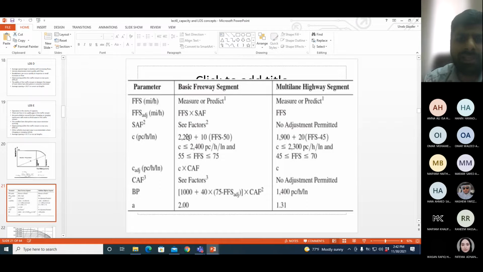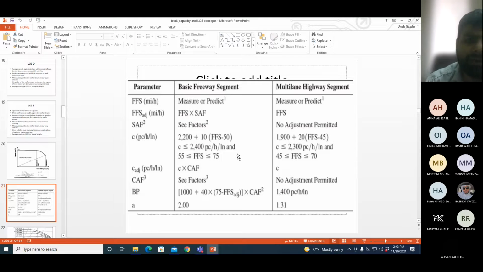Once you calculate the capacity from these equations, you again multiply with the capacity adjustment factor for freeways. So free flow speed and capacity for freeways must be multiplied by their respective adjustment factors. So capacity of freeways must be multiplied by the combined capacity adjustment factor, CAF. For multi-lane highways, again, no adjustment is required for capacity. Whatever capacity you calculate will remain as it is. So all the adjustments are required for freeways only.